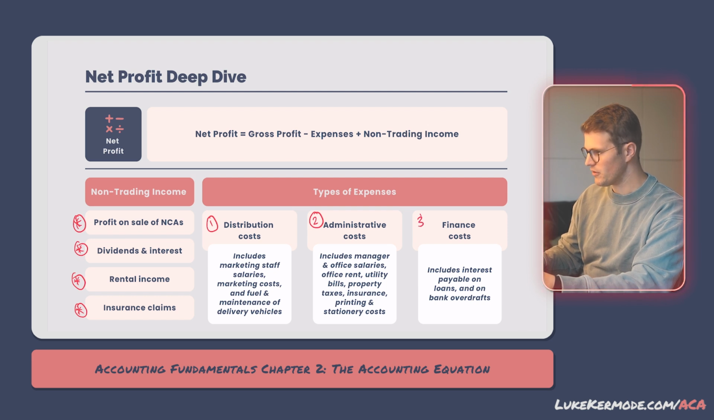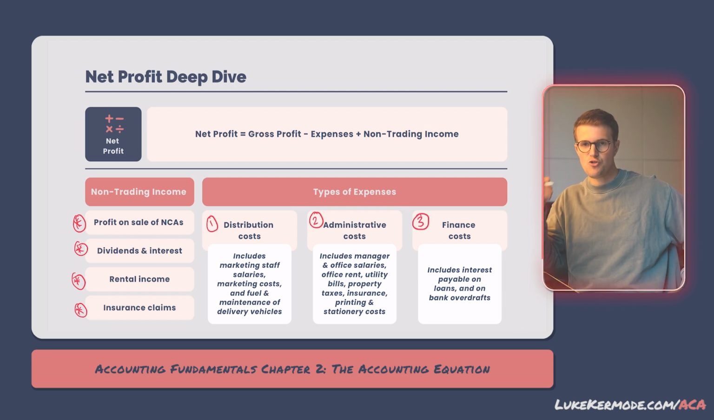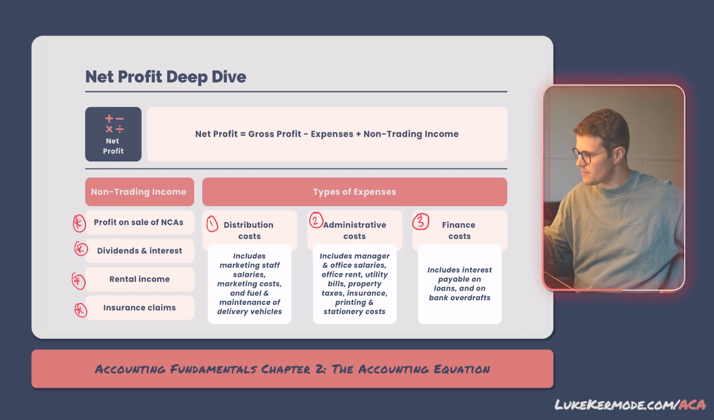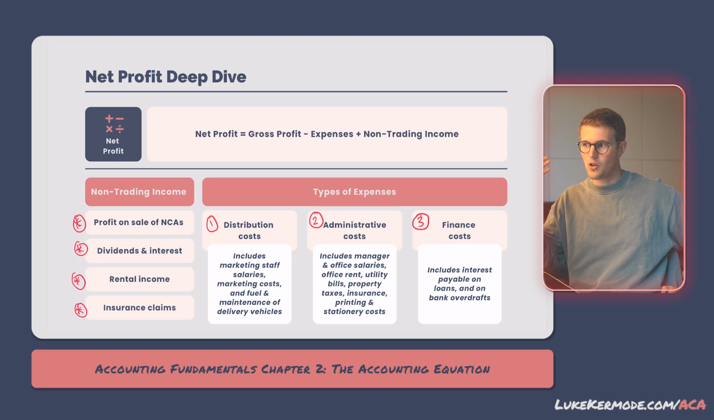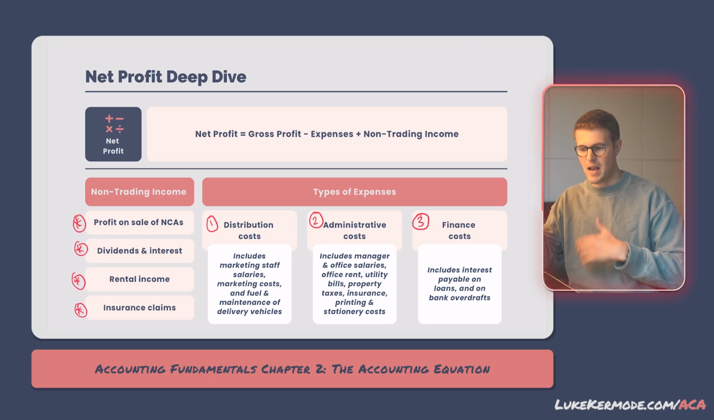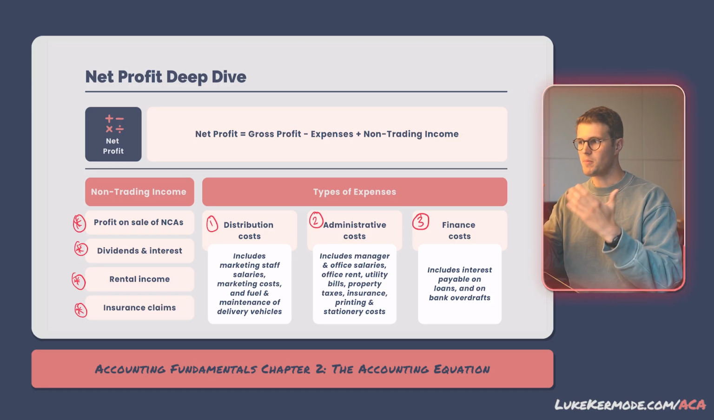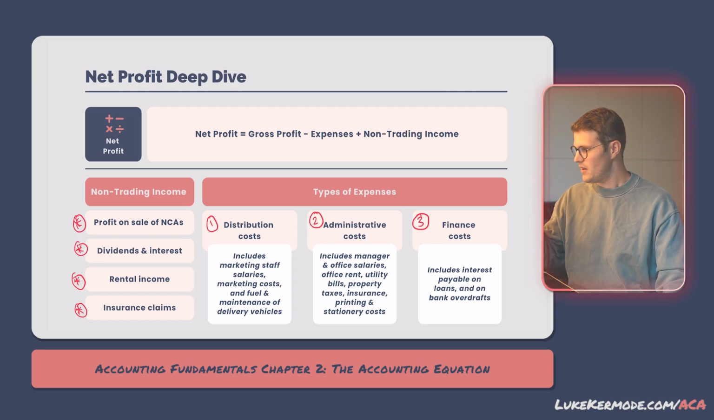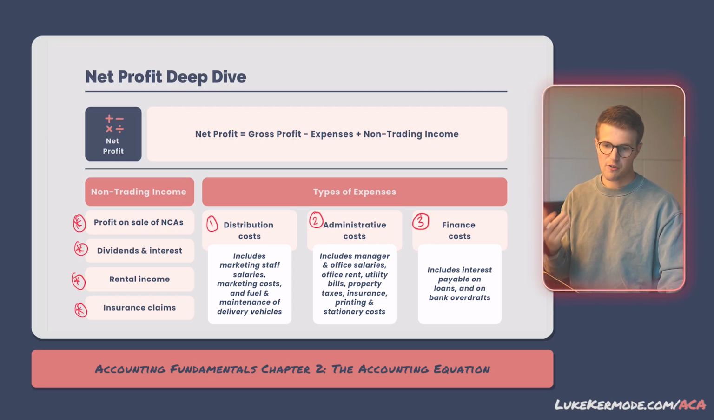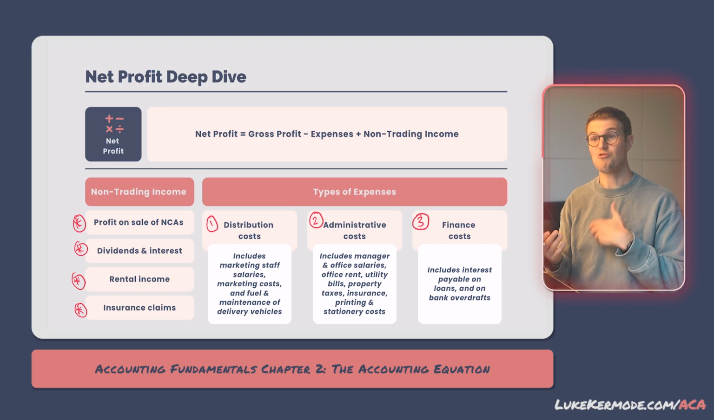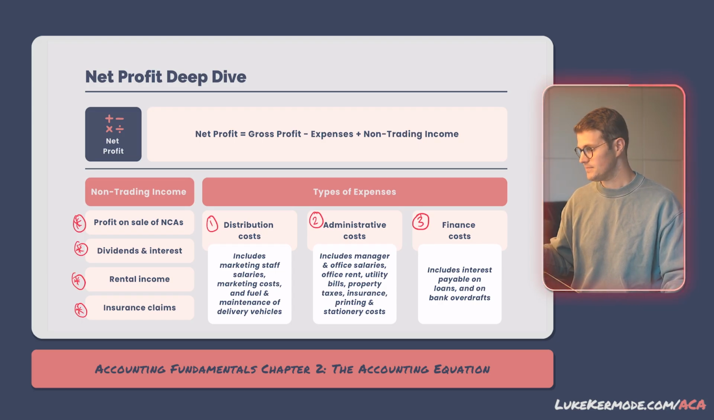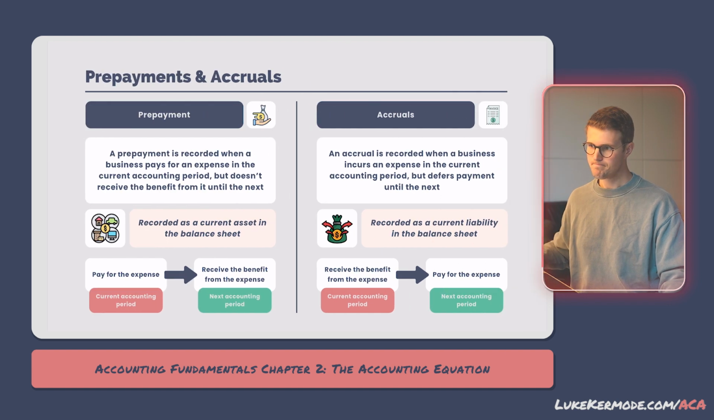Third, we have what's called finance costs, which include interest on bank loans and interest on any overdrafts the business has with its bank or lender. Once all of these costs are accounted for, we're left with net profit, which is the true bottom line figure for a business, showing what it earned over the accounting period. The net profit figure is crucial for understanding how profitable a business really is and how well it's using both its income and its resources.